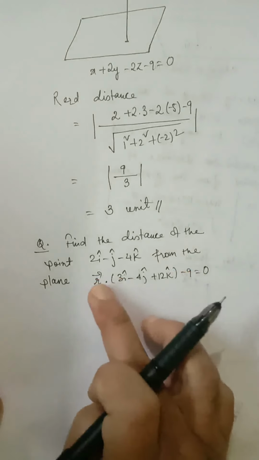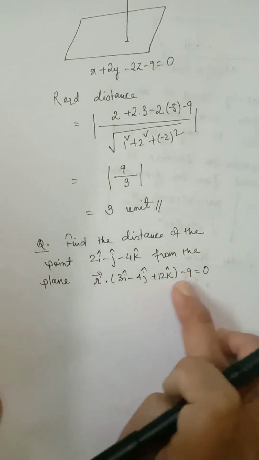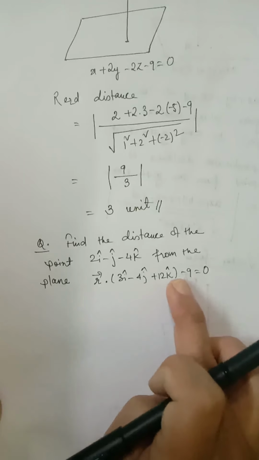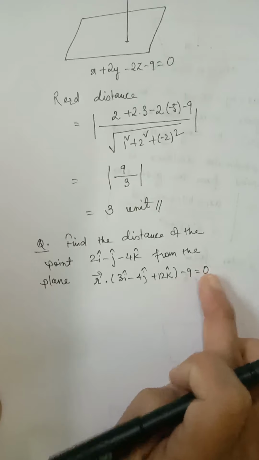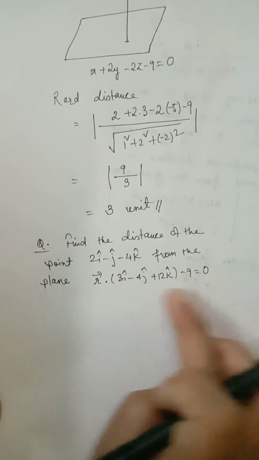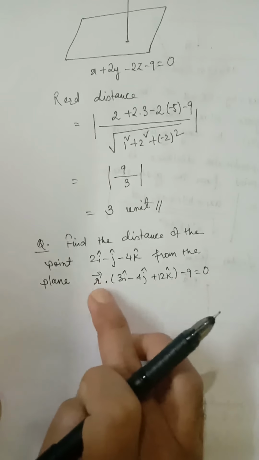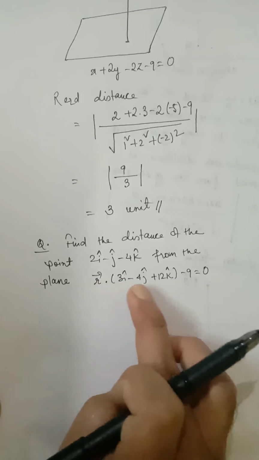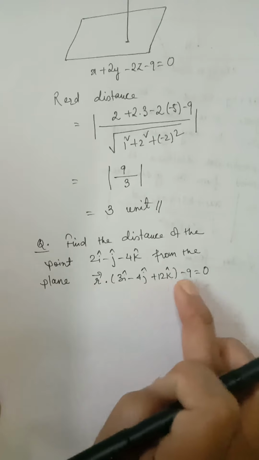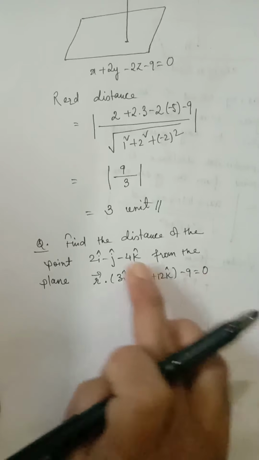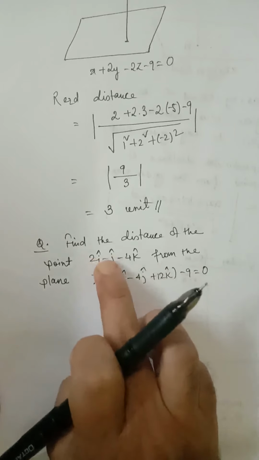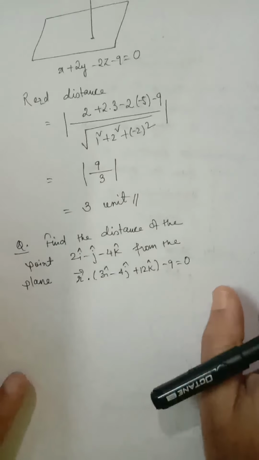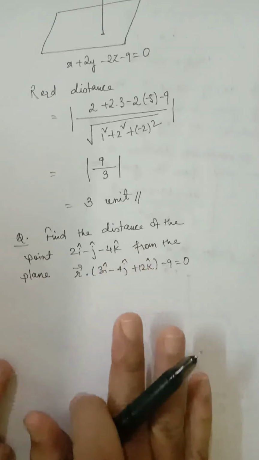Now if we change this to Cartesian form, the equation of the plane will become 3x - 4y + 12z - 9 = 0. To change into Cartesian form, we will consider r vector equal to xi + yj + zk, and if we take the dot product, it will become 3x - 4y + 12z - 9 = 0. And the point is (2, -1, -4), and we will find the perpendicular distance. Now I'll do it by using vector form.